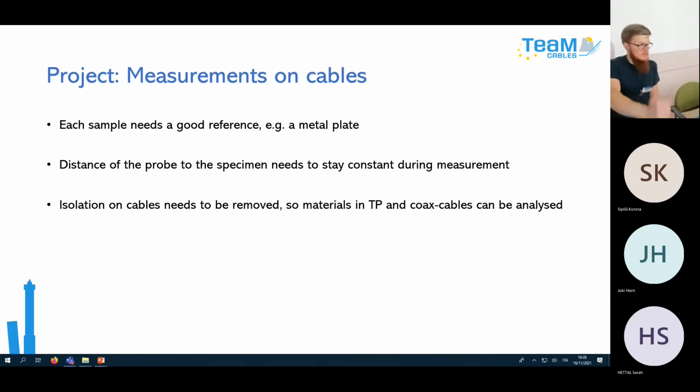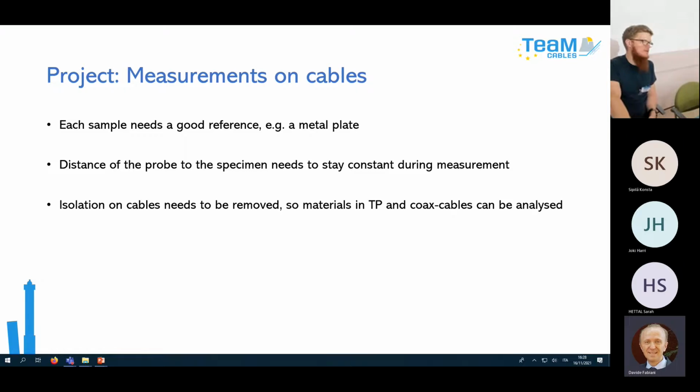And what Consta already said earlier in his presentation: the isolation, sorry, this is wrong, not the isolation, the outer jacket of the cables needs to be removed, so that the materials of the insulation of the twisted pair and coaxial cables can be analyzed. So ignore the fact that here it's saying isolation.